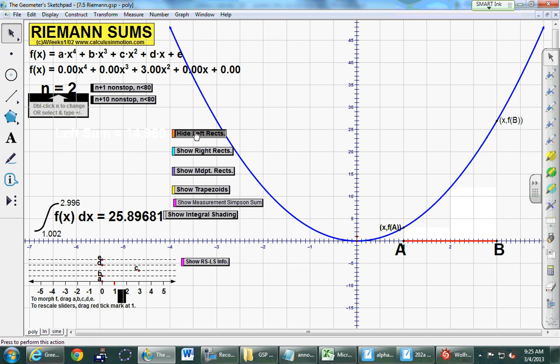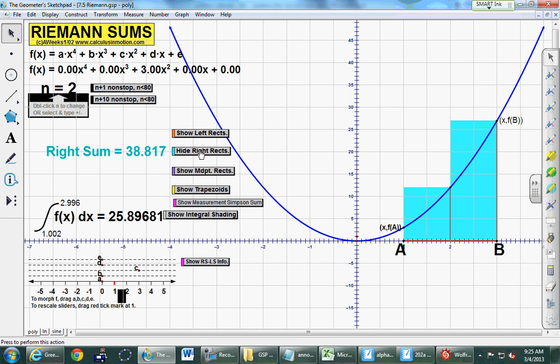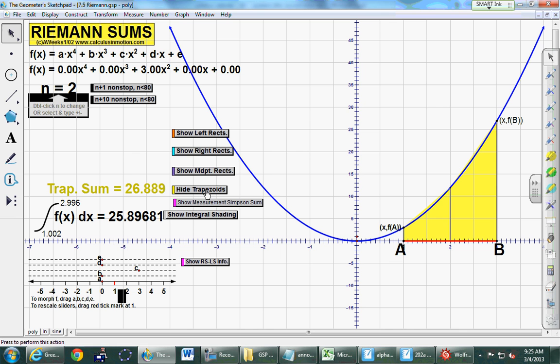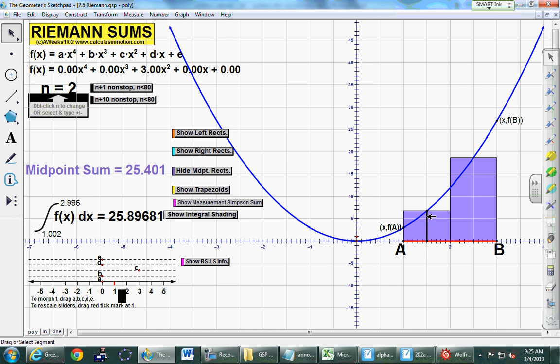All right, 2 left rectangles are there, both of them under. We got 15, very close. Let's take a look at the 2 right rectangles, both of them over. We got 39 for that one. Then we have the trapezoids. And you can see, I mean, you have to have real good eyes, but can you guys see? It's just a tiny bit over the curve. And again, just a tiny bit over the curve. So very good accuracy there with just 2 of them. And then finally the midpoint ones, you can see the line right there, right at the midpoint. That determines the height of the rectangle. And that, in this case, we got 25.5, I think, was our answer.